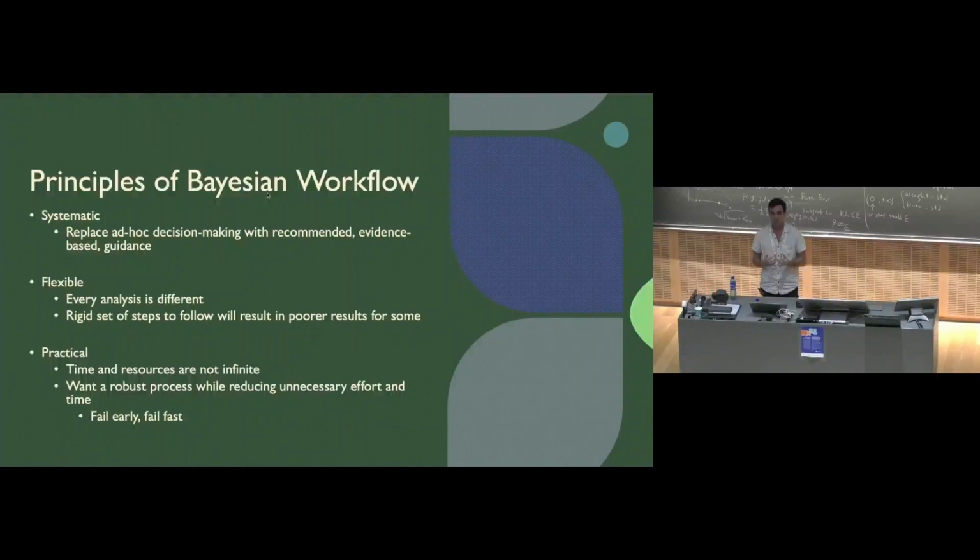And then finally, a really key thing, particularly in fully Bayesian inference, is that we want something that's practical. Your time isn't infinite, your resources aren't infinite. If you're working with very complex MCMC models, they might take days to estimate, or they might require spinning up AWS instances that cost a lot of money for the business. So what we want is a robust process that's going to reduce our unnecessary effort and time.